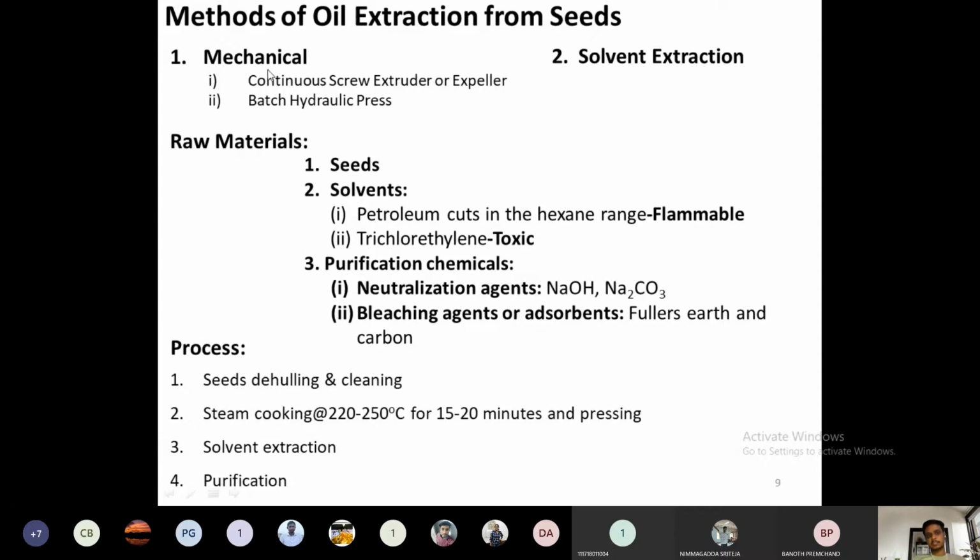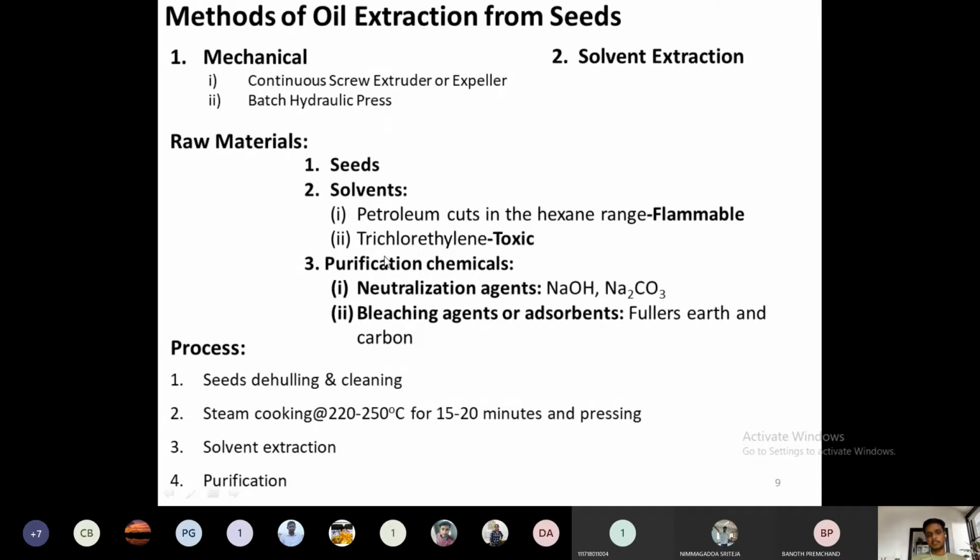Yesterday we have seen how to extract the oil from the oil seeds. There are two methods for extraction of oil from the oil seeds. One is the mechanical method, and the next one is the solvent extraction method. In the mechanical extraction method, there are two presses available. One is the continuous screw extruder, or expeller as we call it. The next one is the batch hydraulic press.